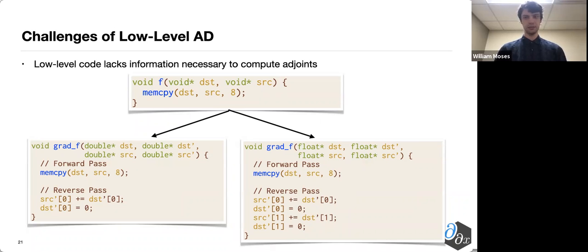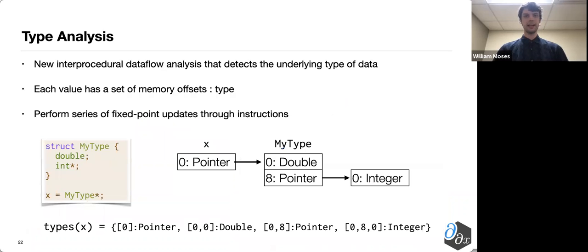And as these 2 additions are fundamentally incompatible with each other, if you wrongly deduce this to be a float when it was a double or vice versa, you'd end up with the incorrect result. So the way that Enzyme remedies this is by introducing a new interprocedural data flow analysis that goes and deduces the underlying type of all the data in the program. So we define what's referred to as a type tree, in which for every single value in the original program and a set of memory offsets into that value, the corresponding type that it represents.